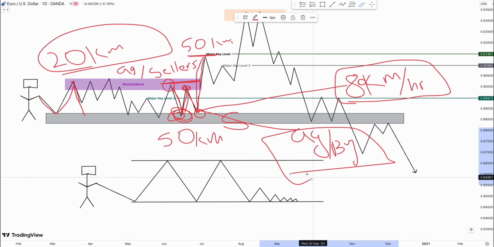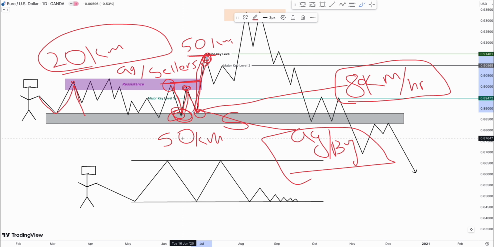Aggressive buyers at this point right here, which is why price is breaking above this and going all the way up here, right? If there are no aggressive buyers here, price would not be able to. So it's 80 kilometers per hour, which means more aggressive buyers than here. It's only 50, which is why it's only going to this point.